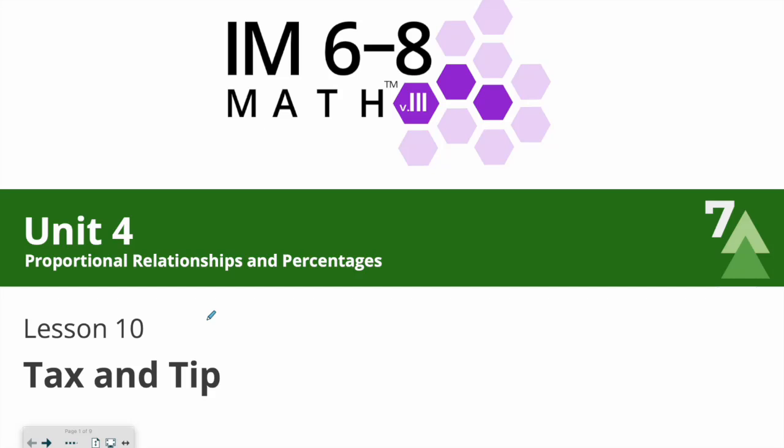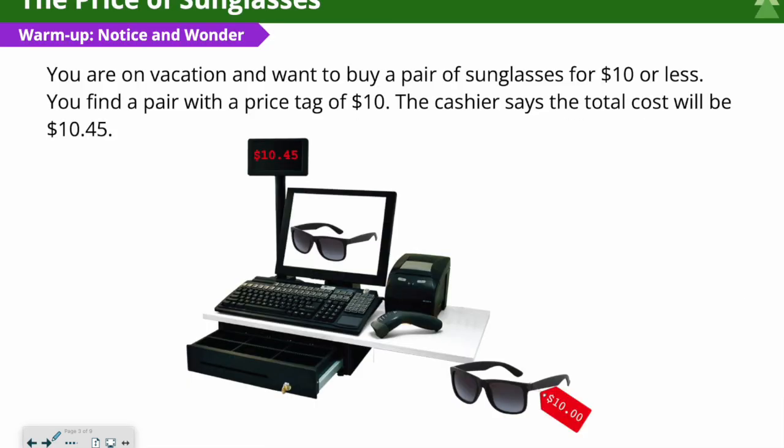Today we were looking at Unit 4, Lesson 10, Tax and Tip. So this is the first problem. We're on vacation and want to buy a pair of sunglasses for $10 or less. I find a pair with a price tag of $10. So I go up to the cashier and the cashier says the total cost will be $10.45.